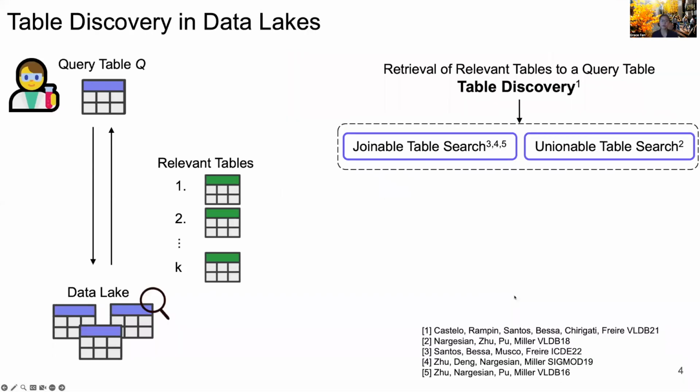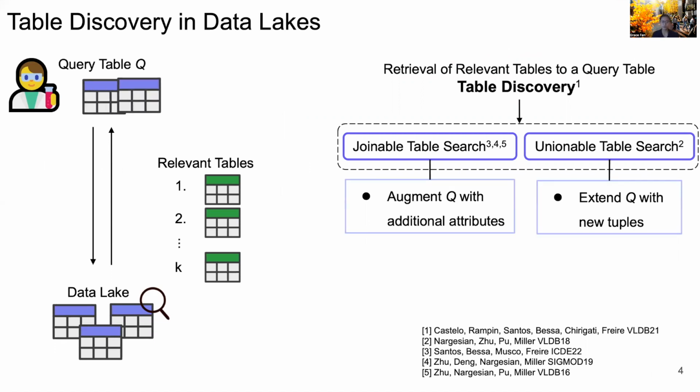This leads to the problem of data-driven table discovery, in which given a query table Q, we want to find the top K tables from a data lake that are relevant to table Q. And let's refine the problem of finding relevant tables to finding joinable tables and unionable tables to a query table. In joinable table search, the returned tables can be joined with query table Q such that it can augment Q with additional attributes. And in unionable table search, the returned tables can extend query table Q with new tuples.